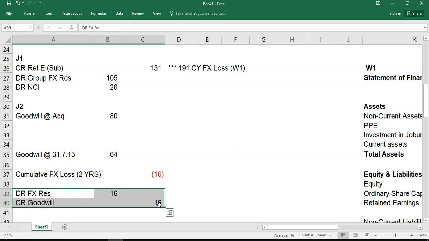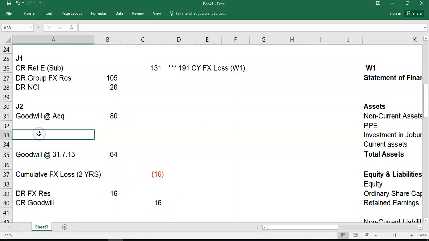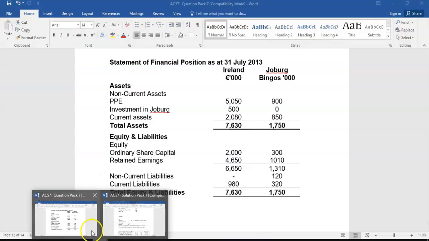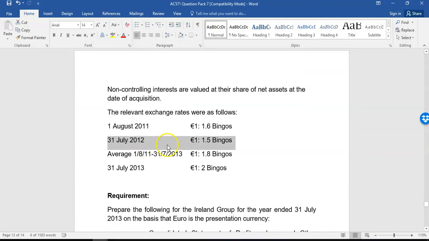If the NCI was measured at fair value, method 2, then it would be attributable at 20% of the loss. But what you have to be careful of now is that's not the amount that goes to the OCI this year, because that is the loss over 2 years. What we need to know is what would goodwill have been at the 1st of the 8th, 2012, or the 31st of the 7th, 2012 if you want. What was at the end of last year? And that would have been 80 times 1.6 to get me the goodwill in bingos at the acquisition date, and then divide by the rate that was there at the end of last year. See why it's complicated? Divide by 1.5.